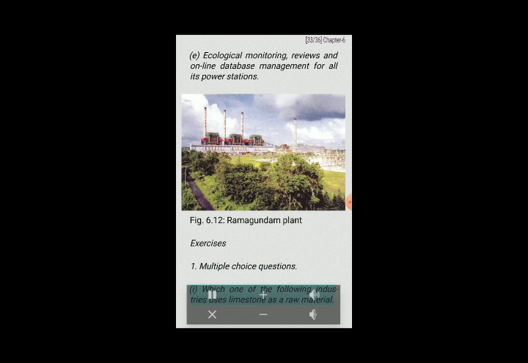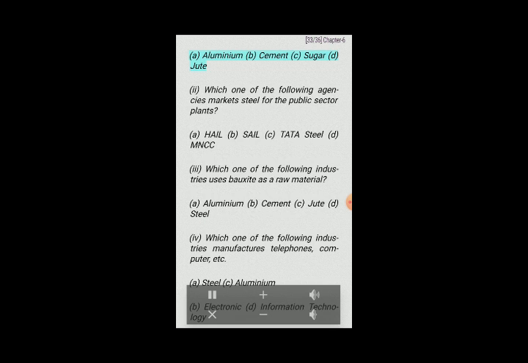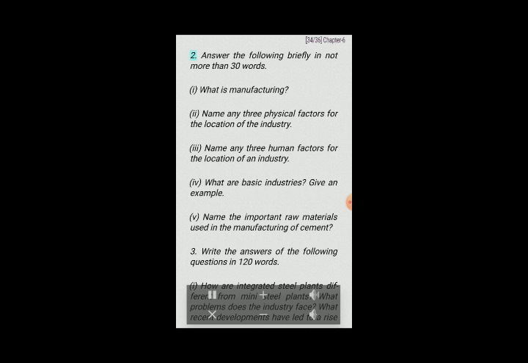Exercises. 1. Multiple choice questions. I. Which one of the following industries uses limestone as a raw material? A. Aluminium. B. Cement. C. Sugar. D. Jute. II. Which one of the following agencies markets steel for the public sector plants? A. HAIL. B. SAIL. C. Tata Steel. D. MNCC. III. Which one of the following industries uses bauxite as a raw material? A. Aluminium. B. Cement. C. Jute. D. Steel. IV. Which one of the following industries manufactures telephones, computers, etc.? A. Steel. B. Aluminium. C. Electronic. D. Information technology.